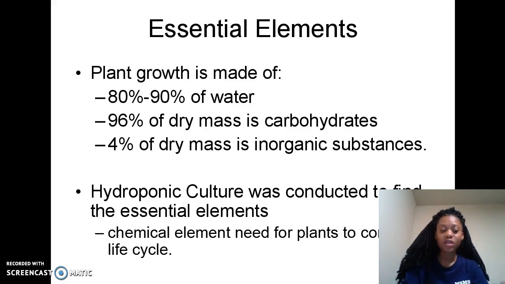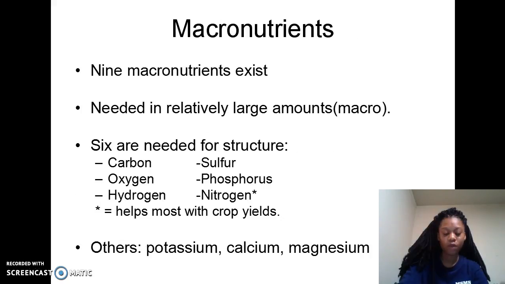And if it does this without the nutrient, then the nutrient isn't essential and it isn't needed for survival of the plant. Okay, there are two types of essential elements. You have macronutrients and micronutrients. So there are 9 macronutrients, and they are needed in large amounts, which gives them the name macro. 6 of them are used for structure, and they are carbon, oxygen, sulfur, hydrogen, phosphorus, and nitrogen.